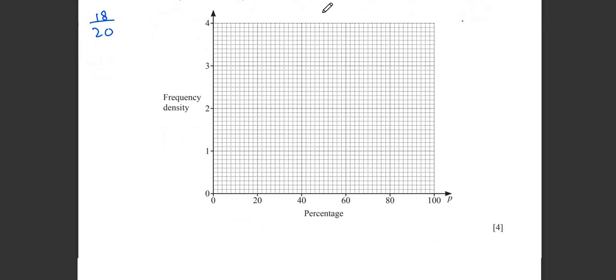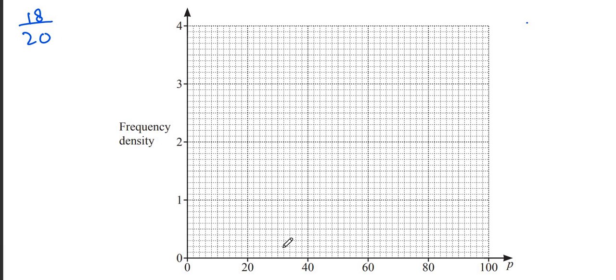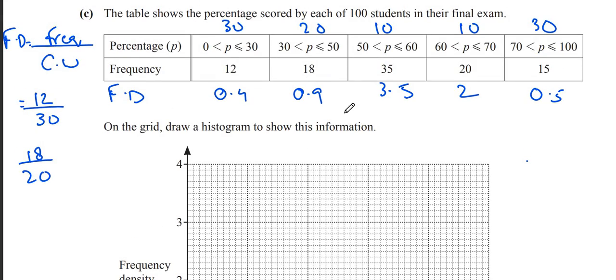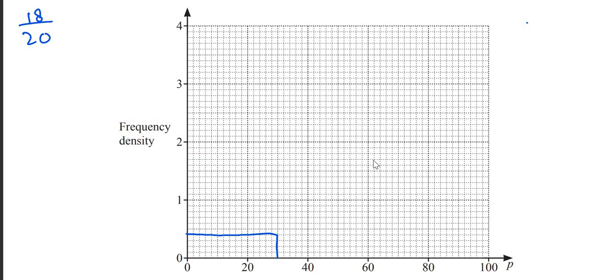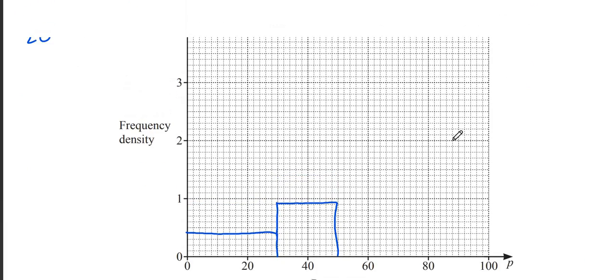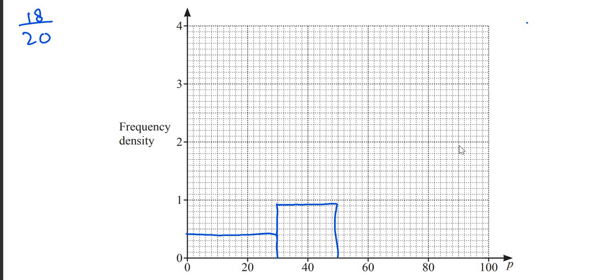So from 0 to 30, 30 is over here. Our frequency density was 0.4. So look, 0.1, 0.2, 0.3, 0.4, all the way up till 30. Then from 30 to 50, we have 0.9. So I will make it down like this. Then from 50 to 60, we have 3.5. Where is 3.5? 3.5 is over here.